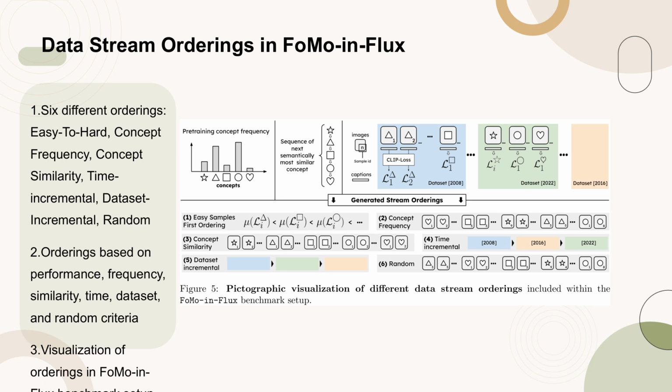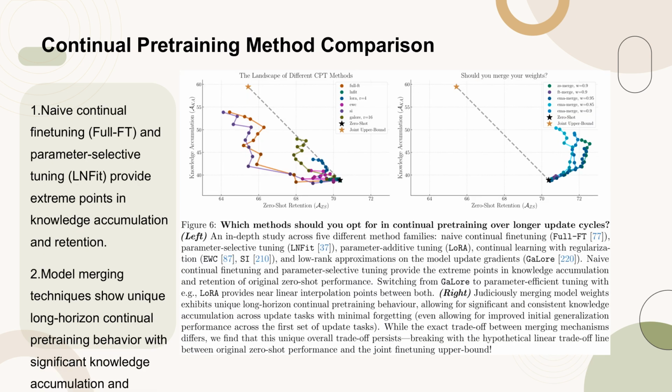Each ordering is based on different criteria such as performance, frequency, similarity, time, dataset, and random selection. This visualization helps in understanding the structure and methodology behind the data stream orderings in the FOMO influx benchmark. Figure 6 presents a comprehensive study of various methods for continual pre-training over longer update cycles.